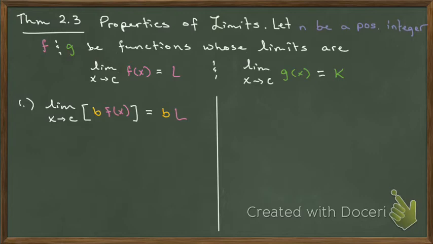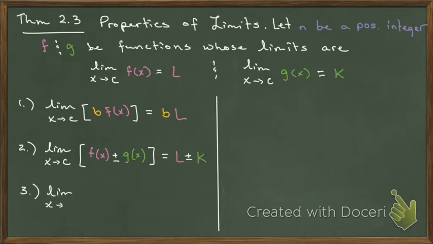Not so bad. The next one, the limit as x goes to c of f of x plus or minus g of x. You can probably imagine if I take the sum or difference of two functions and then take their limit, that's really not any different than taking the limit of each one and then adding or subtracting them. This is L plus or minus K. The third, as x goes to c, the limit of f times g is L times K. Okay? And that's basically for a very similar reason: I can add and subtract the two limits, I can multiply them as well.